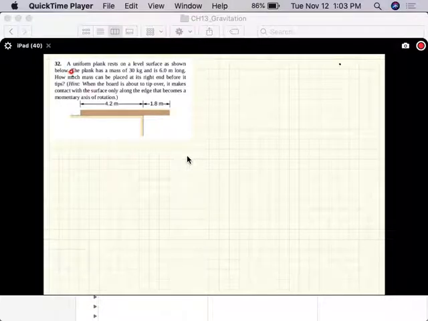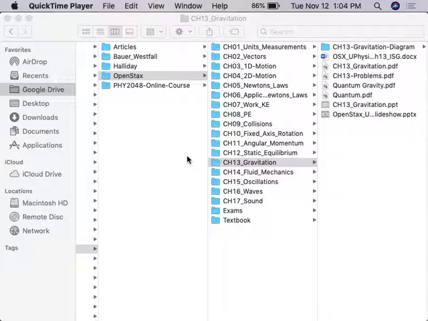Okay, this problem says a uniform plank rests on a level surface as shown below. Whenever they say uniform plank, what they're trying to tell you, well, a uniform plank means a uniform plank, but with that statement, they're also telling you the location of the center of gravity. The location of the center of gravity is important for all these problems because that's where the weight of the object acts. And so where is the center of gravity? Right in the geometric center.